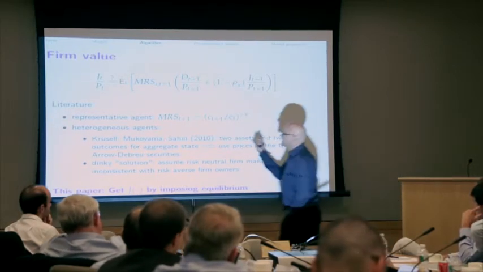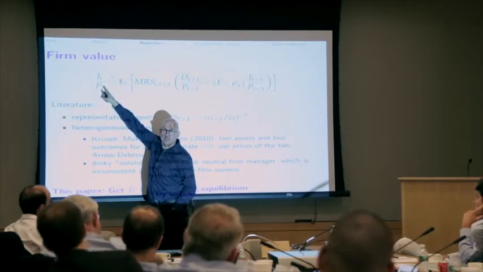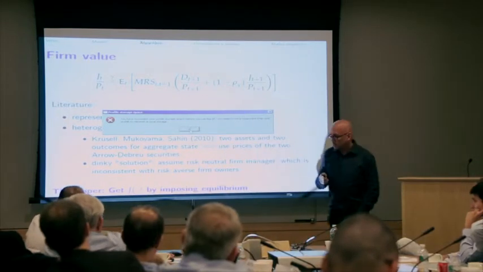But the idea was more that in the literature, they try to price j exactly from an equation like this. And that's why I had the question mark.